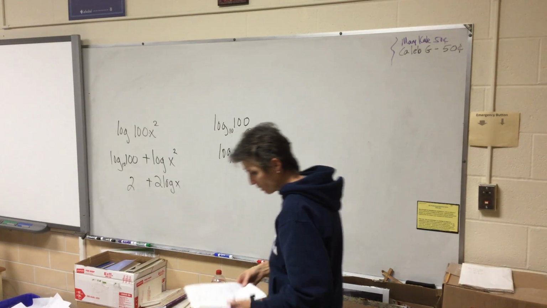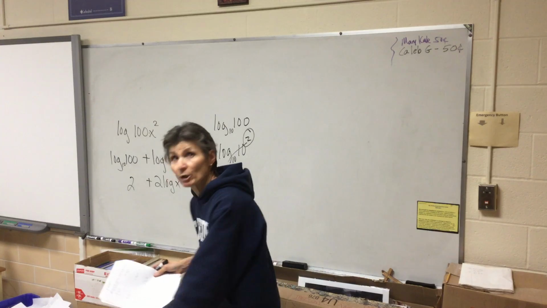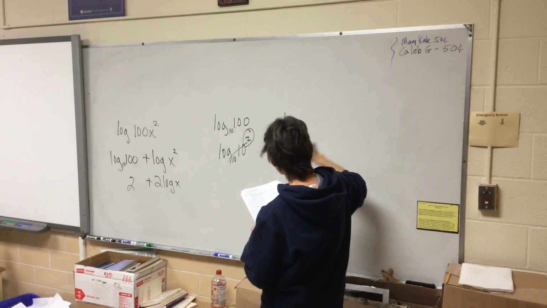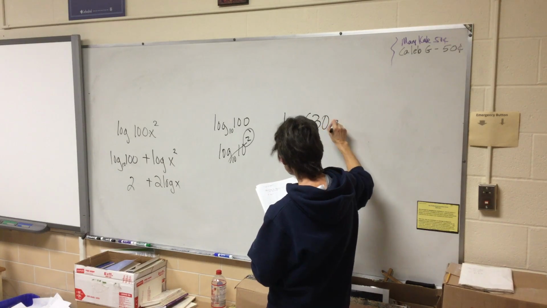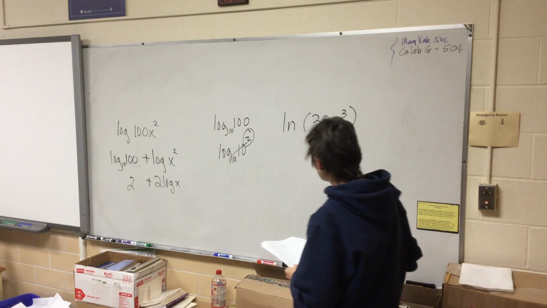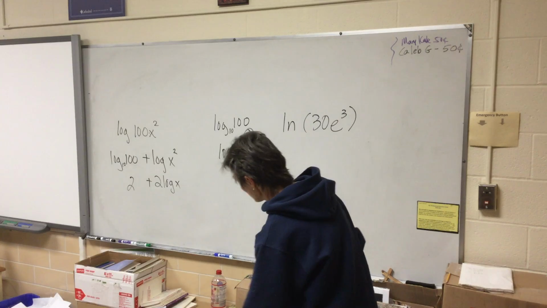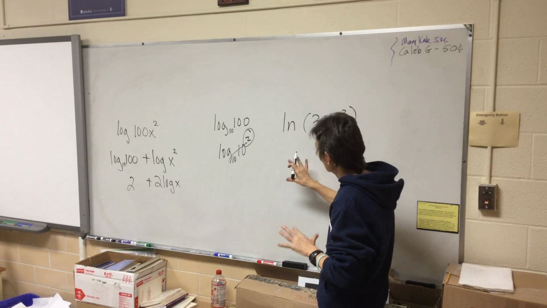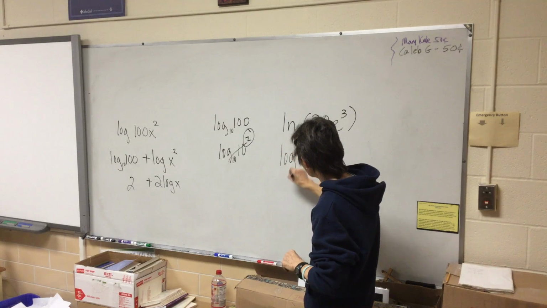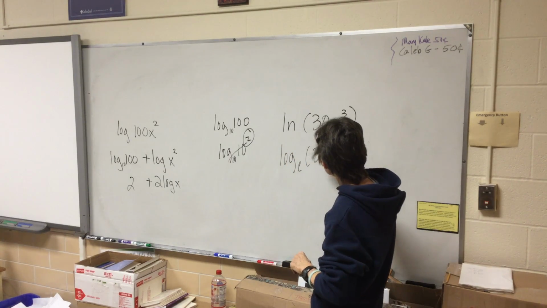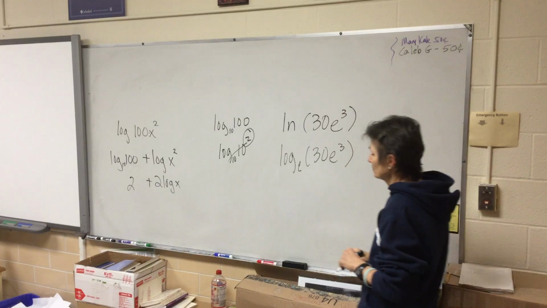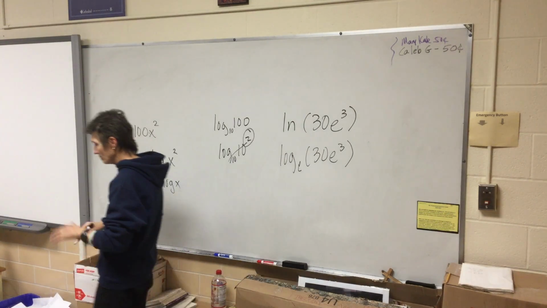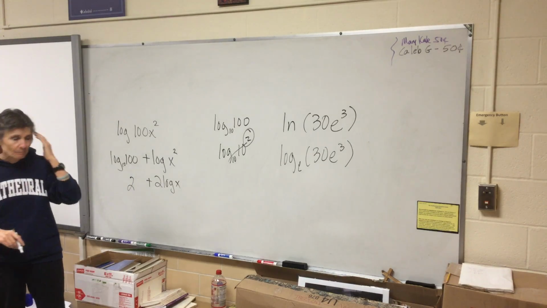All right, there's one more, guys, one more. Then we're going to go to our calculators and give you a bit of a break. ln 30e cubed. Now, I really don't want that ln bothering you. Write it as log base e if you wish. ln can always be written as log base e.